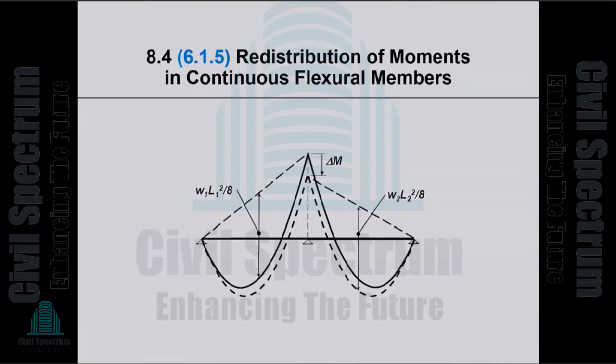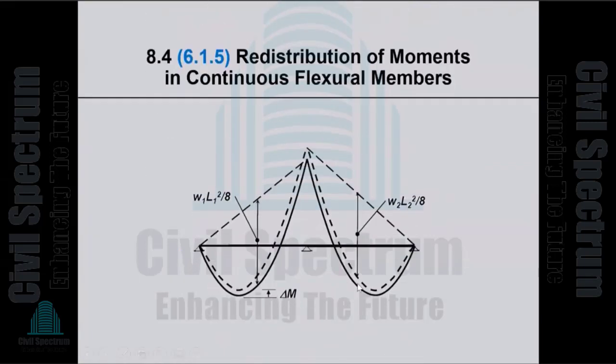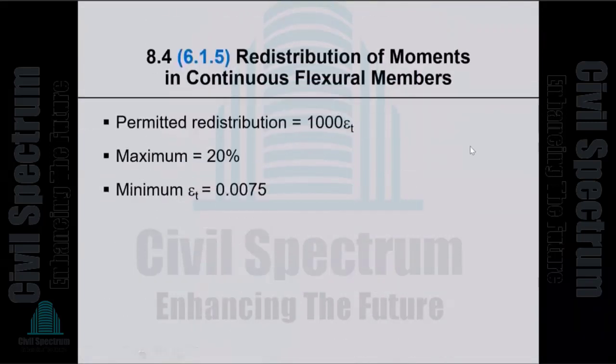Anyway, so moment redistribution. This we went over yesterday, so this is a repeat. I'll do that very, very quickly. Moment redistribution today, you can decrease the negative moment, in which case the positive moments in the spans will increase, or you can decrease the positive moment, in which case the negative moment will increase. Okay, both ways are allowed.